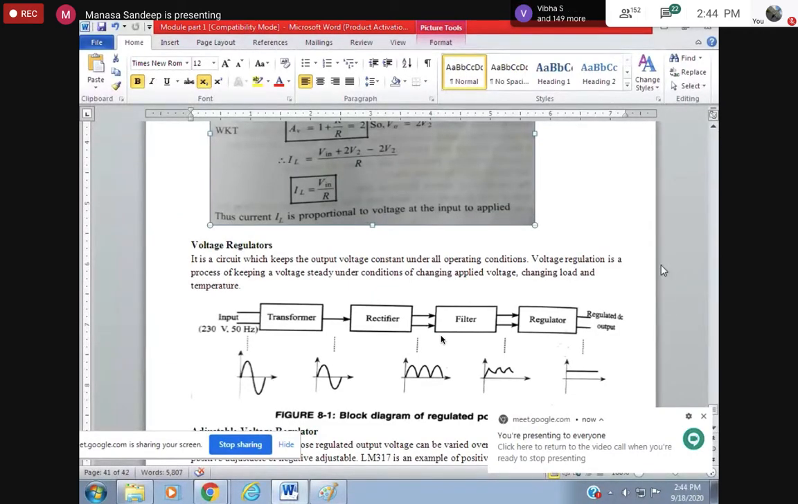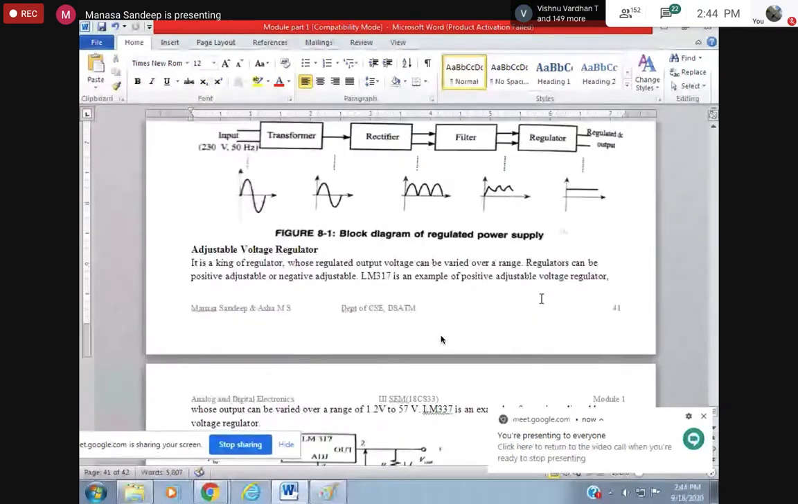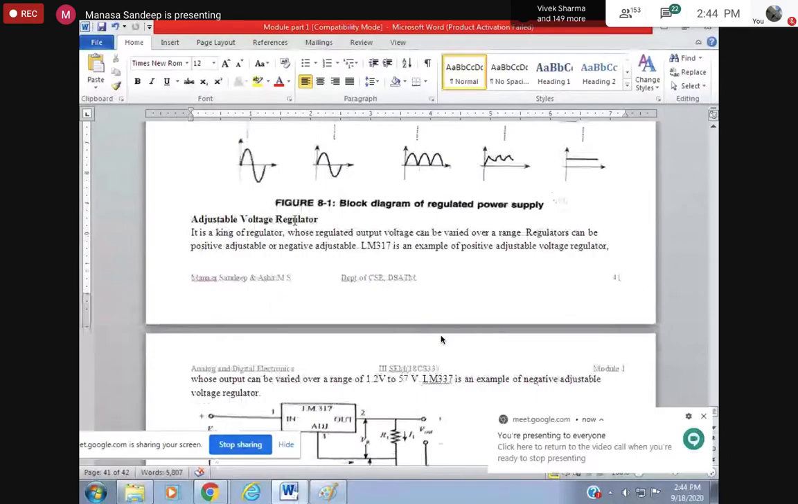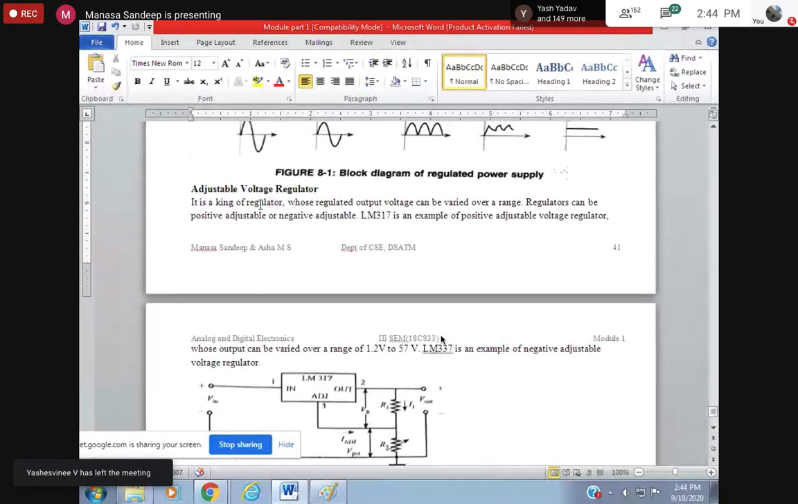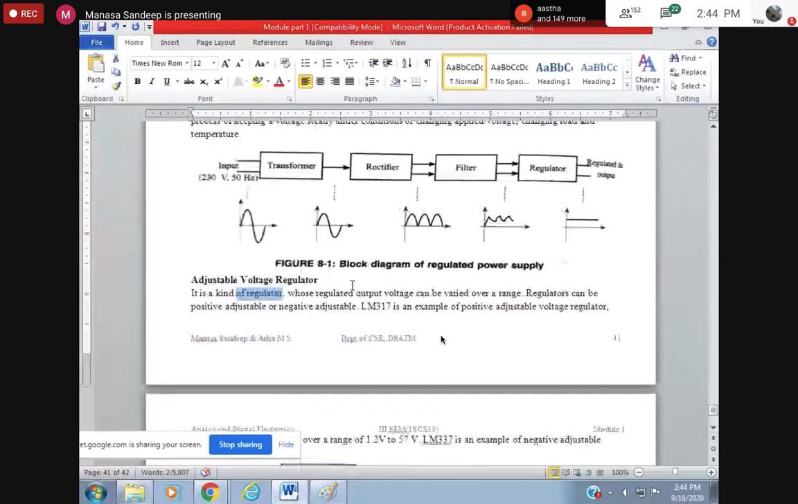The next topic is voltage regulators. A small topic in the chapter, I don't remember the chapter number in the textbook. Yes, it is from chapter 8. What exactly is this voltage regulator? In your syllabus you have only 8.5, the adjustable voltage regulator, which is a kind of regulator.